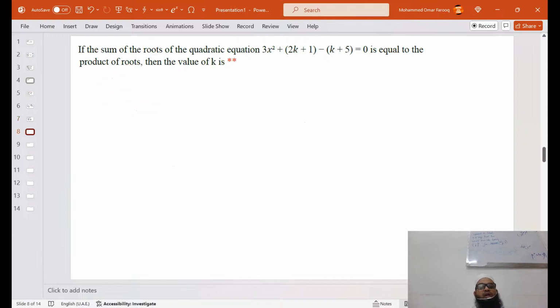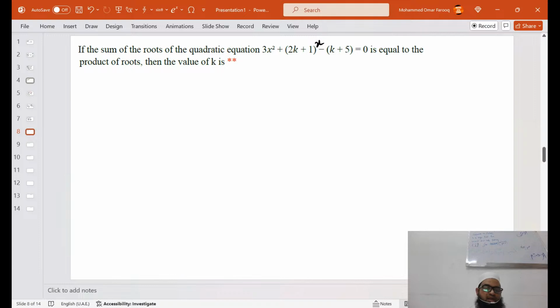If the sum of roots of the quadratic equation 3x square plus 2k plus 1 minus k plus 5 is equal to 0, is there any? I think it is 2k plus 1 into x. There is a small mistake, I think, because I have taken it from one of the question bank. If the sum of the roots of the quadratic equation 3x square plus (2k plus 1) into x minus (k plus 5) is equal to 0 is equal to the product of the roots.